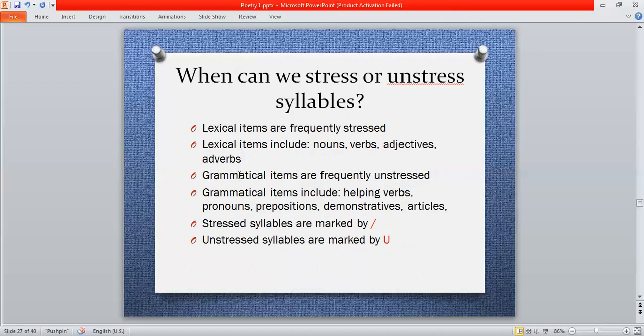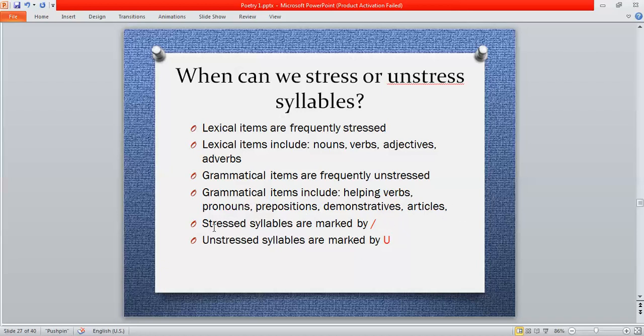Whereas the other parts of speech are called grammatical items or functional categories. Most of them are unstressed according to the general rules. We are not now speaking about exceptions. We are speaking about the general rules. According to these rules, the grammatical or functional items are unstressed. Grammatical items include helping verbs such as can, could, shall, should, must, pronouns he, she, they, my, prepositions in, at, on, demonstratives this, that, those, these, articles the, a, an, conjunctions and, or, but, so, etc.